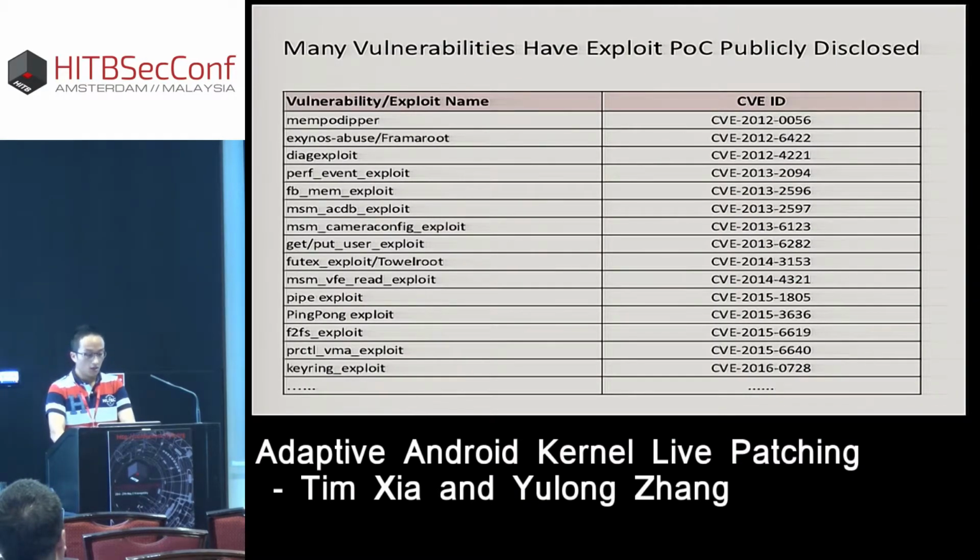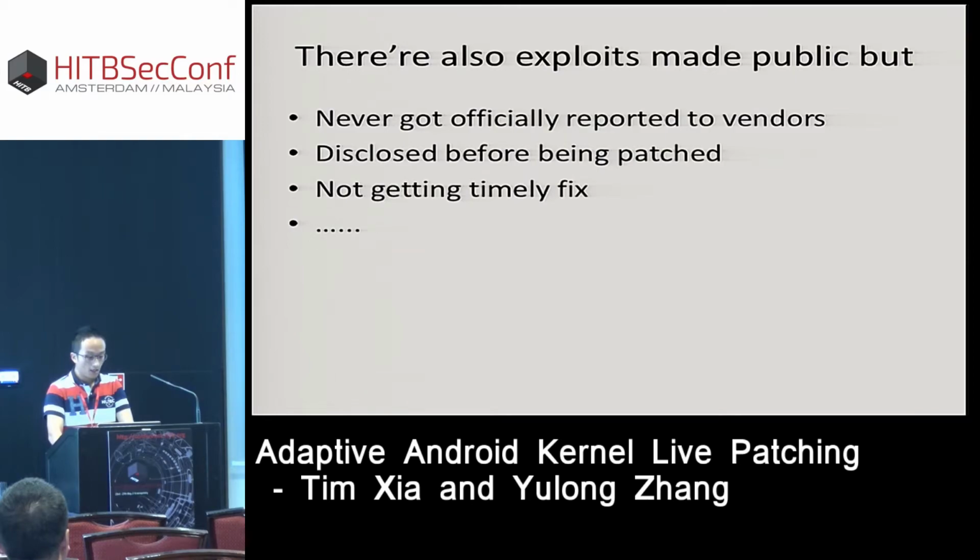What's worse, for those CVEs, many of them have already got public POCs. Which means even script kiddies can directly use the code to write exploits. Here are some examples that can be found on GitHub. There are also many exploits made public, but never officially reported or disclosed before being patched, or not timely fixed.